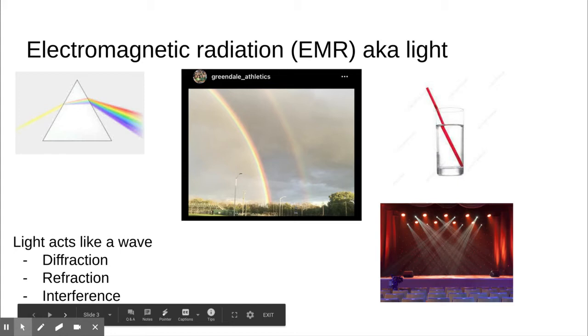They don't actually need matter to move through, because if we think back to that discussion about matter, light is one of the things that is not matter. Light is energy, and this particular form of energy is known as electromagnetic radiation.